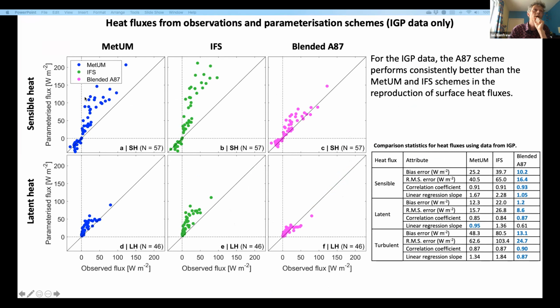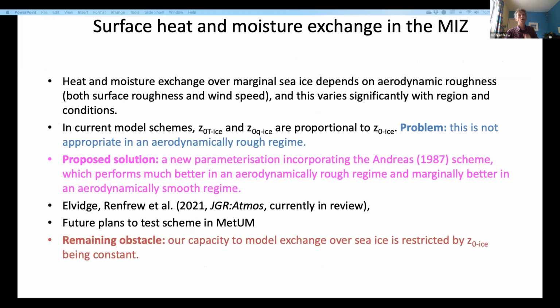Whereas the Met Office and ECMWF algorithms have quite a high bias, as you can see from these scatter plots. So to conclude on that second part, I have gone through that quite rapidly and it is quite technical, but I wanted to keep the talk to about 20 minutes.